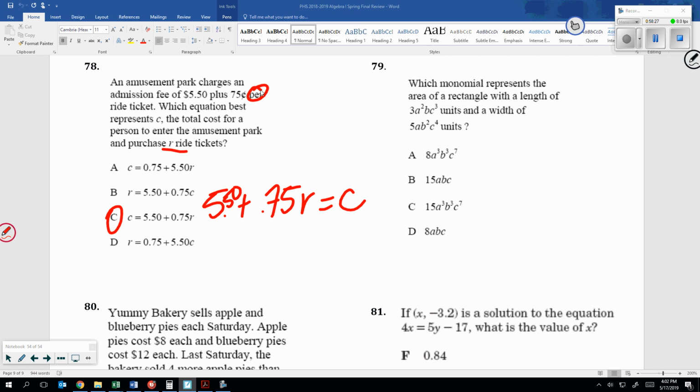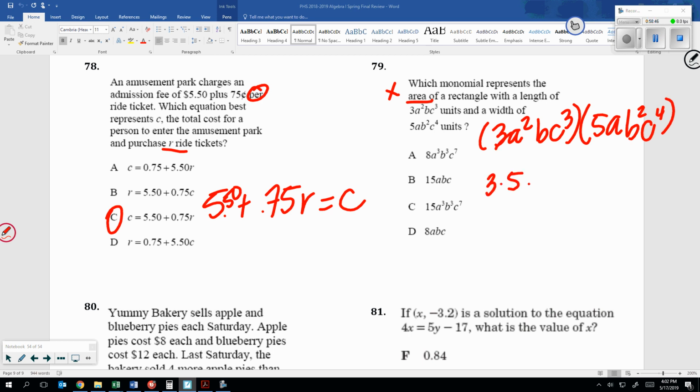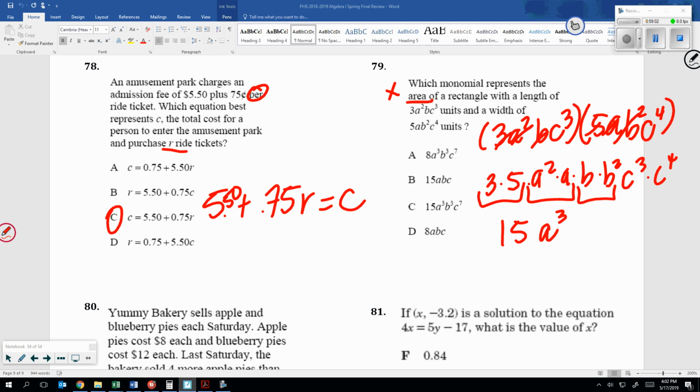For 79, which monomial represents the area? Okay, remember area, we have to know what does that mean? That means I'm multiplying. So I'm going to multiply 3a squared b c3, and 5ab2c4. Mathematically, I'll rewrite it 3 times 5, a2 and a, b and b2, and c3 and c4. Now, 3 and 5 give me 15, a2 and a give me a3, b and b2 give me b3, and c3 and c4 give me c7.